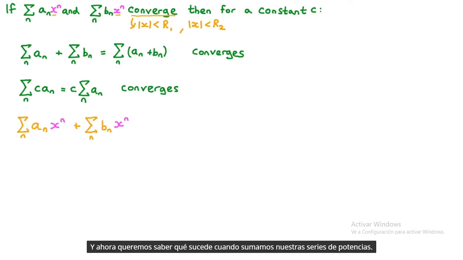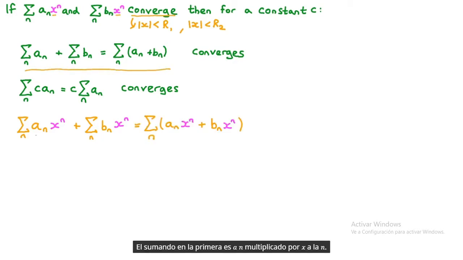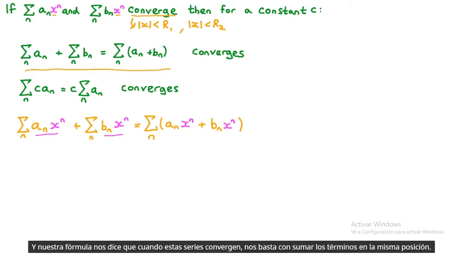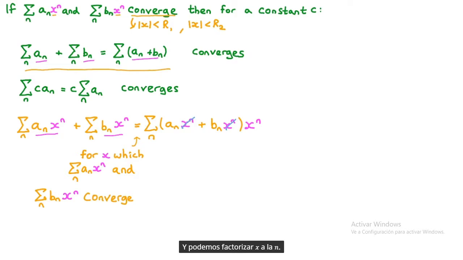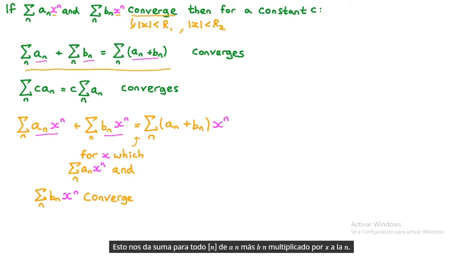We now want to know what happens when we try to add our power series together. We'll do this by using our formula for adding two series together. The summand in the first one is an multiplied by x to the nth power, and the summand of the second one is bn multiplied by x to the nth power. Our formula tells us that when these series converge, we can just add the summands together. So for any value of x for which both of our power series converge, we can use this formula. This gives us the sum over n of an multiplied by x to the nth power plus bn multiplied by x to the nth power. And we can factor out x to the nth power. This gives us the sum over n of an plus bn, multiplied by x to the nth power.